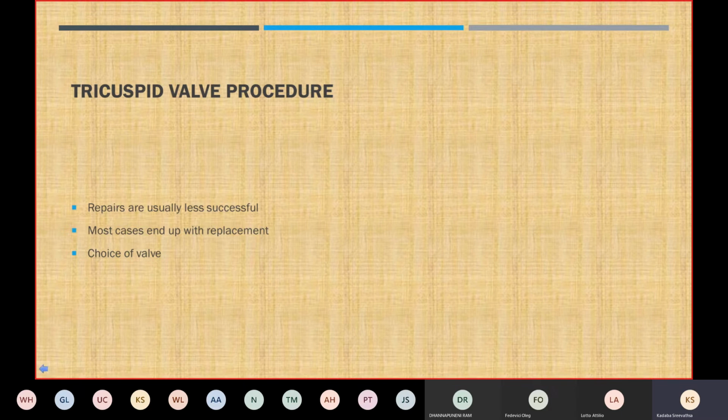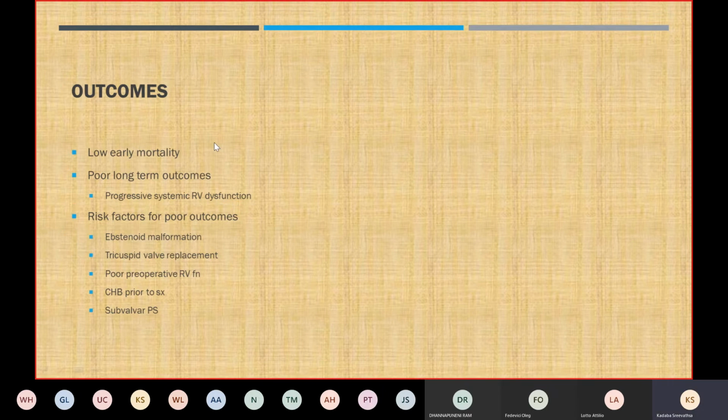Again, the choice of valve for tricuspid valve replacement is based, as usual, on the same considerations as for any other valve replacement. What are the outcomes of these physiological repairs? Why can't we just keep on doing physiological repairs? Because though there is low early mortality and it is surgically simple, it has been proved that the long-term outcomes of these physiological repairs are bad. The RV, which is still systemic, will continuously progress to deteriorate, and hence it is not an optimal surgical outcome.